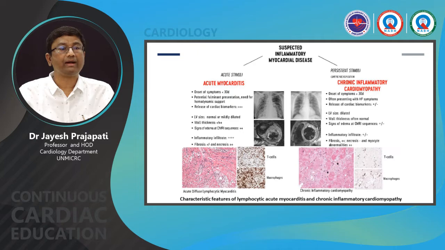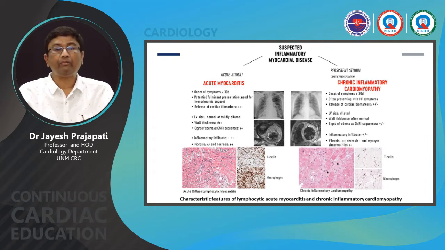In a patient with suspected inflammatory myocardial disease, an acute stimulus leads to acute myocarditis, with onset of symptoms less than 30 days, potential fulminant presentation and need for hemodynamic support. Release of biomarkers in the acute phase will be there: troponin will be elevated, CPK-MB will be elevated. LV size on echocardiography may be normal or mildly dilated, and wall thickness will be increased. On cardiac MRI sequences, there will be signs of myocardial edema all over the myocardium, and late gadolinium enhancement will be there. On biopsy, inflammatory infiltrate will be there, fibrosis may or may not be there, and there may be some evidence of necrosis. So this is the acute phase, where the myocardium is basically swollen.